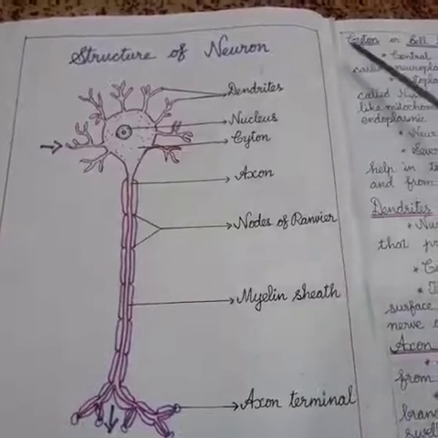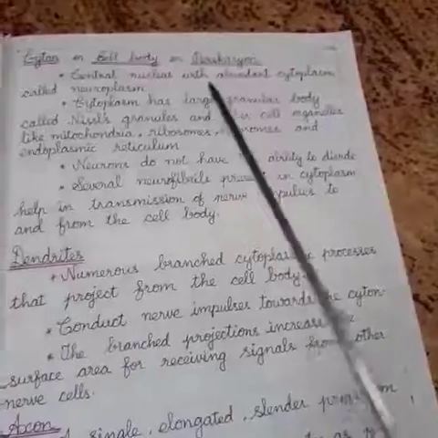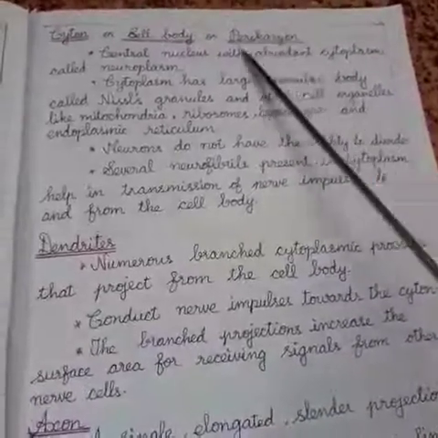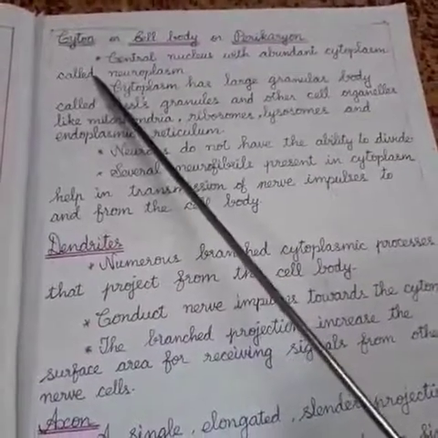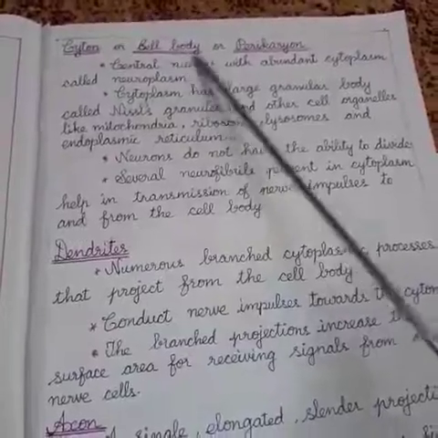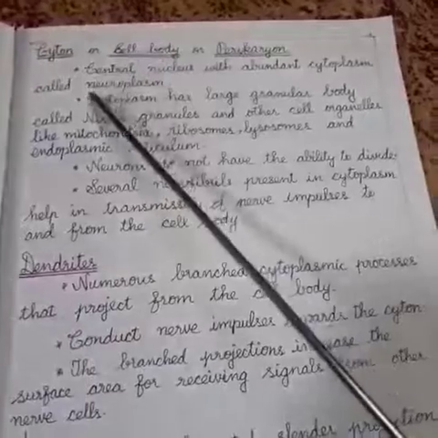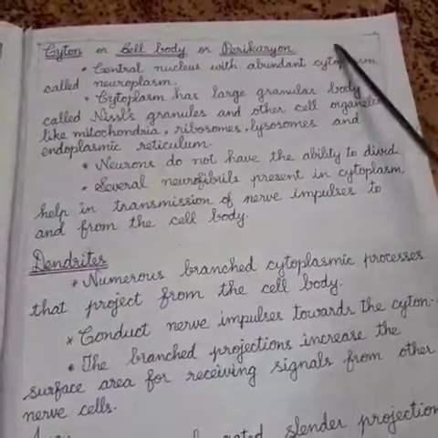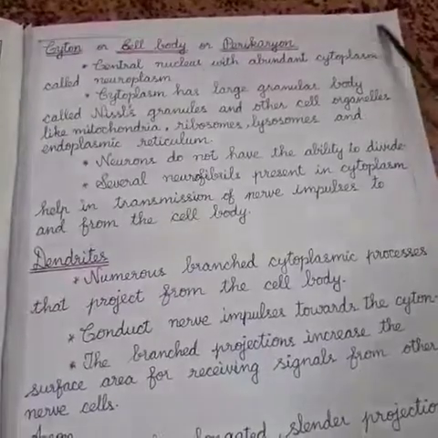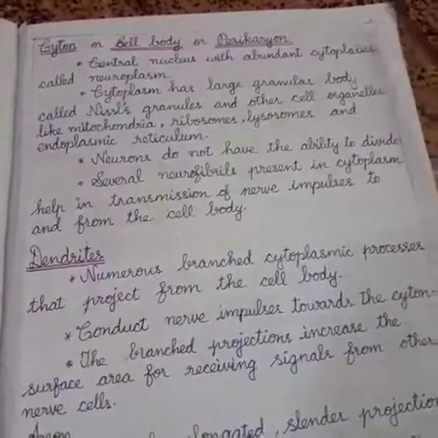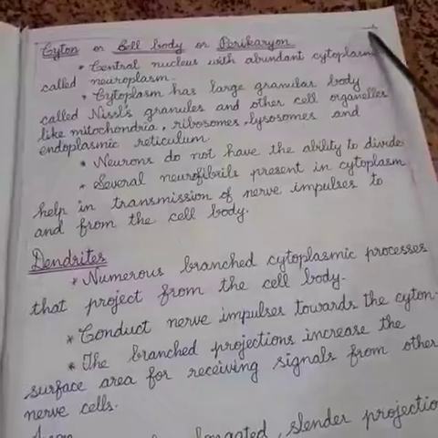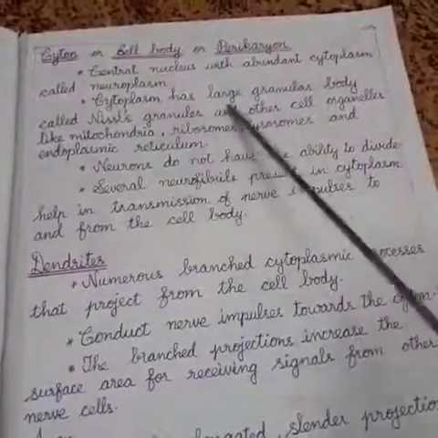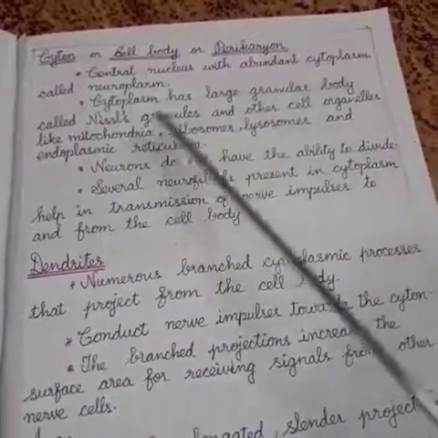So coming to the cyton or the cell body, or we can say it as the perikaryon. Cyton is also called the cell body, or the perikaryon. It contains a central nucleus with abundant cytoplasm. அதில் ஒரு central nucleus இருக்கும். அந்த nucleus சுற்றி நிறைய cytoplasm இருக்கும். அந்த cytoplasmக்கு பேரு neuroplasm. The cytoplasm has a large granular body called the nissl granules.